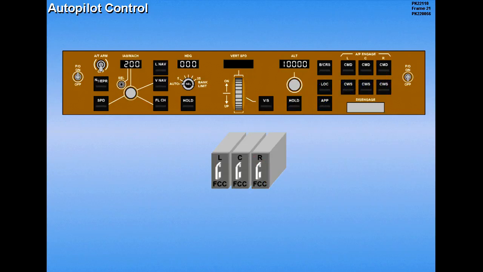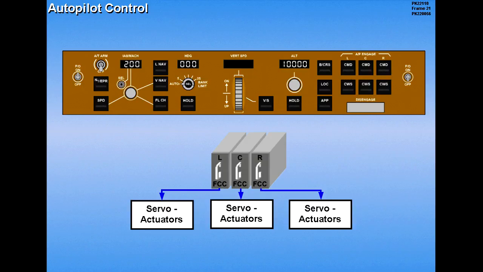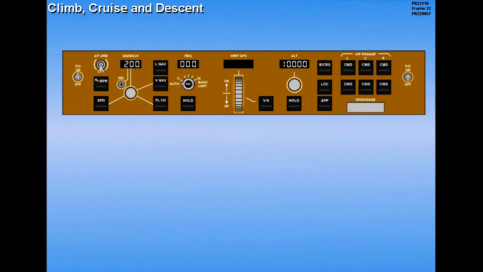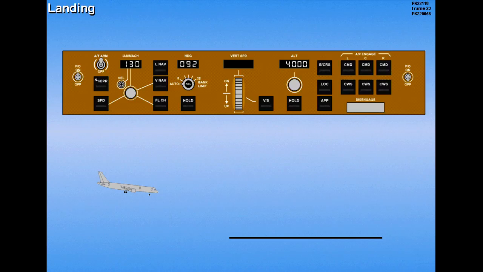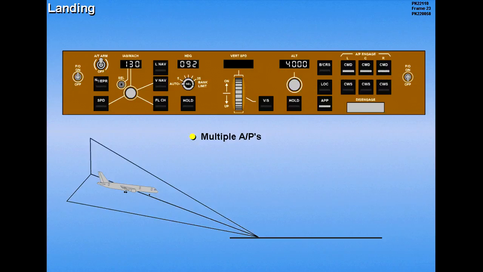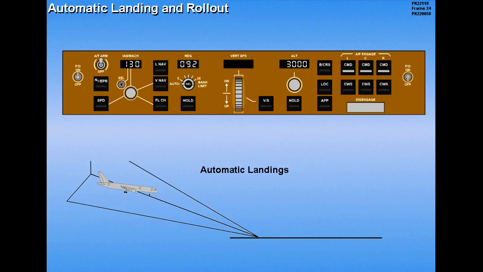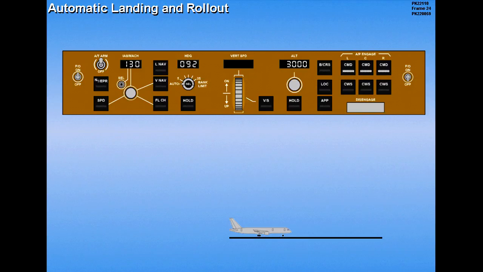The FCC sends control signals to independent servo actuators that hydraulically position the flight controls. Normally, only one autopilot can be engaged at a time to provide pitch and roll control during climb, cruise, and descent. During the landing phase, multiple autopilots are engaged simultaneously for ILS approaches and automatic landings. During an automatic landing and rollout, rudder control and nose wheel steering are added to maintain runway alignment and centerline tracking.